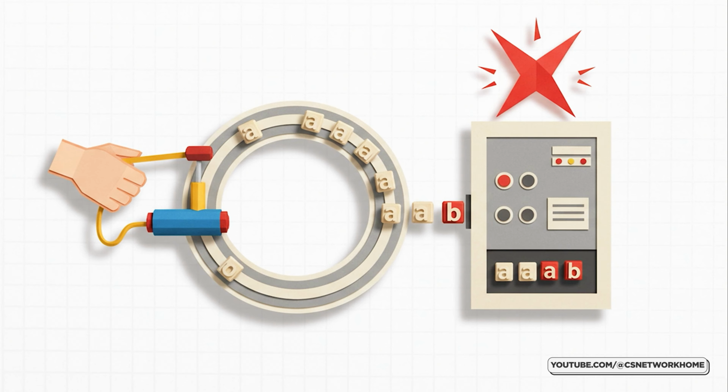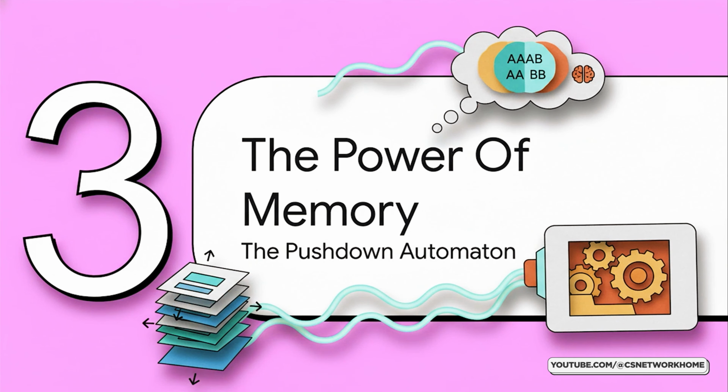This could change AABB into AAAB or even AAAAB. The pattern is totally broken. The machine has failed the test, and we've just proven it can't handle this language. Okay, so our simple machine has officially hit a wall.